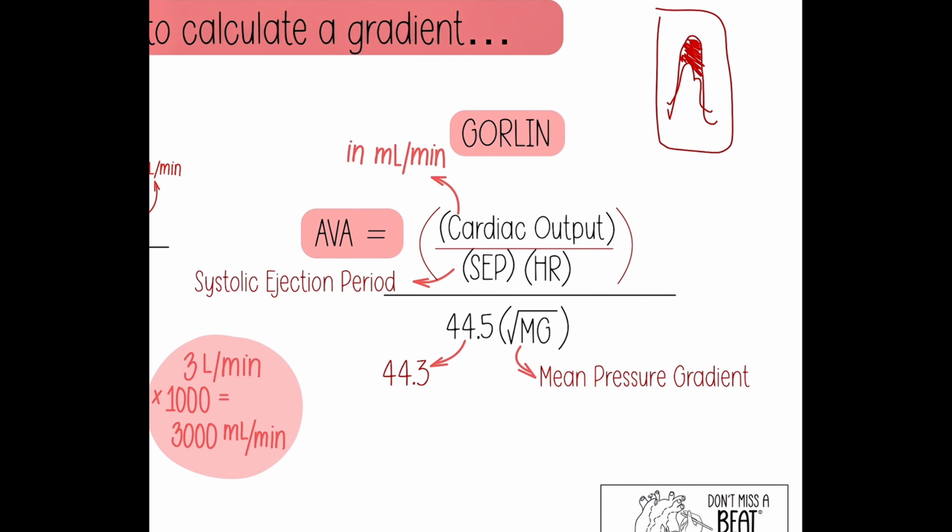And then the heart rate at the time that this was obtained, you're going to use a constant, 44.5 or 44.3. I always think it's funny how constants are supposed to be constant, but they're different depending on what resource you use. You're going to see this both in the mitral and the aortic Gorlin formula. Personally, I use 44.5 because it's used most consistently in reputable resources. And then the mean gradient.